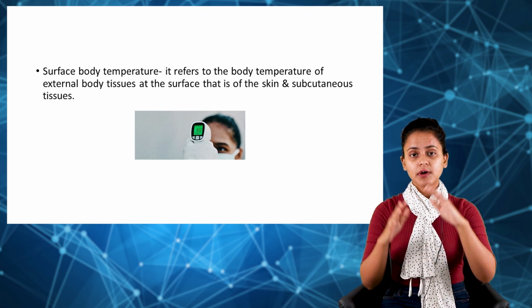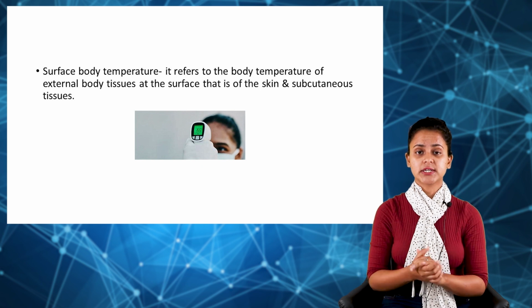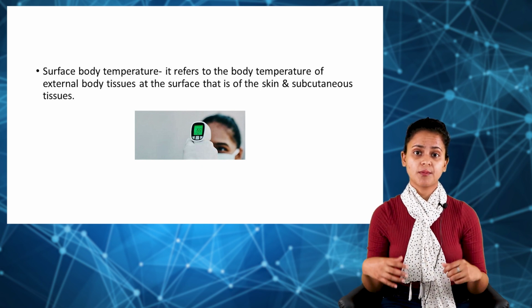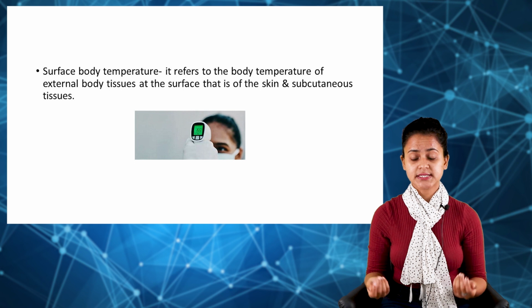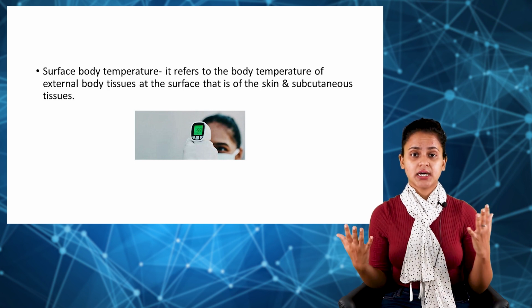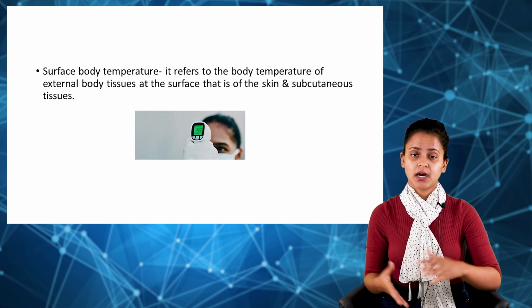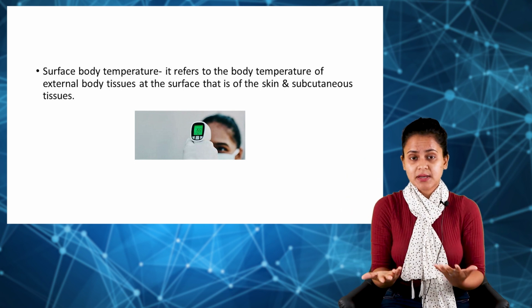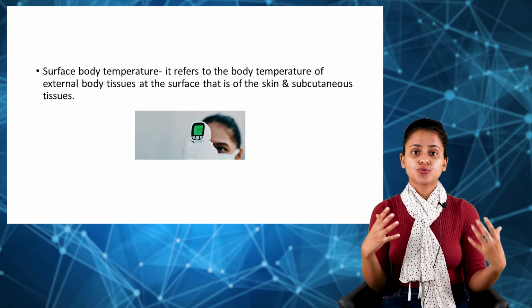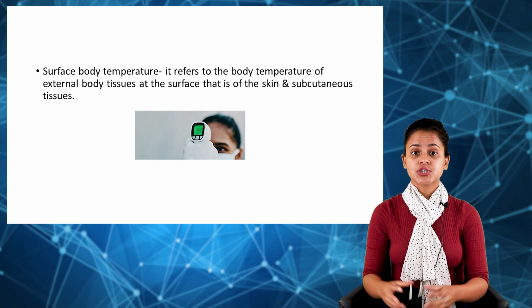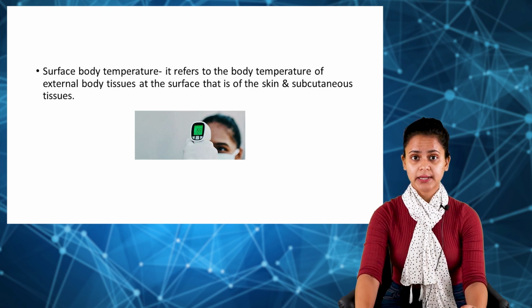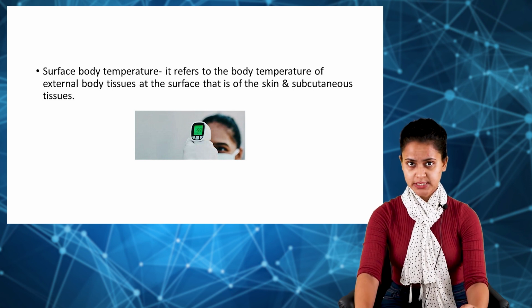I hope you got the concept that for surface body temperature we use thermometers over the skin surface, maybe under the arm, or sometimes on other surfaces of the body. That is how we learn about surface body temperature. I hope you now understand the basic difference between core temperature and surface body temperature.